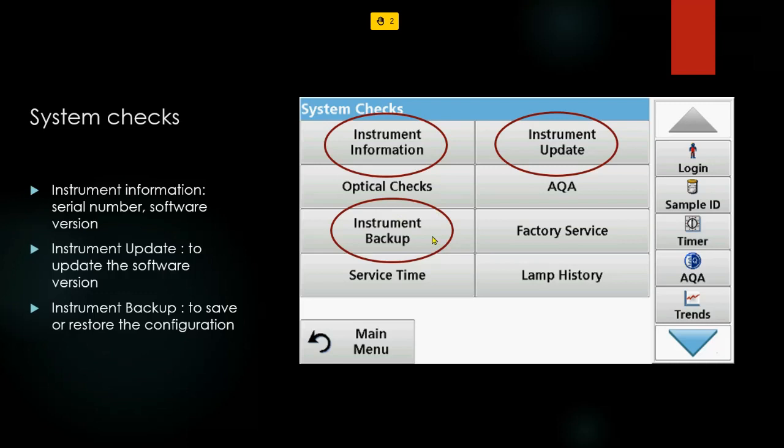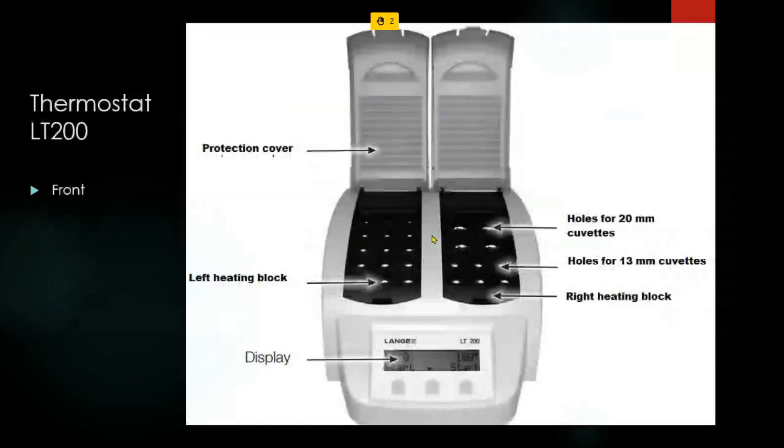This is just a quick overview of the instrument. Then we will pass to the other instrument, which is the thermostat LT200. This is an oven, because some reactions need heat to happen. You will use this instrument for the reaction of total phosphate.